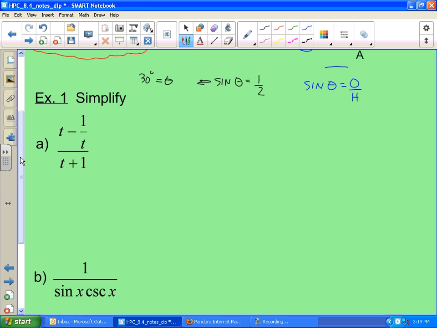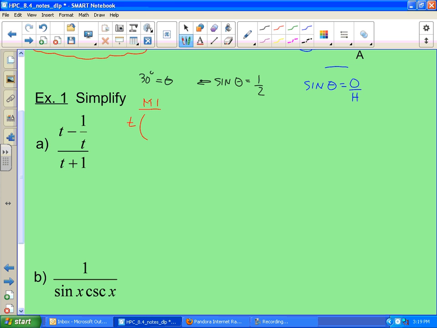So one method, we'll call this method 1, is to just make the numerator and denominator both single fractions, or a fraction, a binomial term, or a monomial term. So let's try that here with this t minus 1 over t.